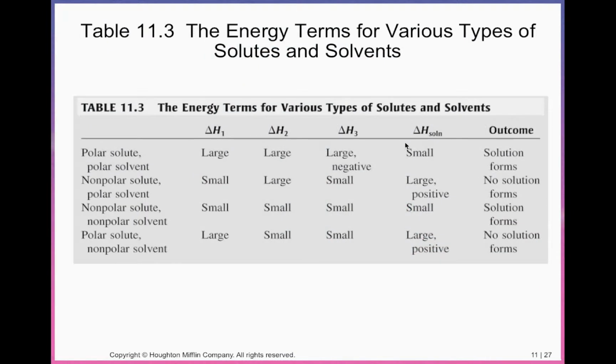All right, so here are the energy terms of various types of solutes and solvents. If they're both polar, what's going to happen? You're going to have a solution forming. Delta H will be small, meaning it might be a little positive or a little negative, a little exothermic or a little endothermic. Nonpolar solute, polar solvent, no solution forms. Why? Very little energy is released when they bond together, and it takes a lot of energy to separate the particles.